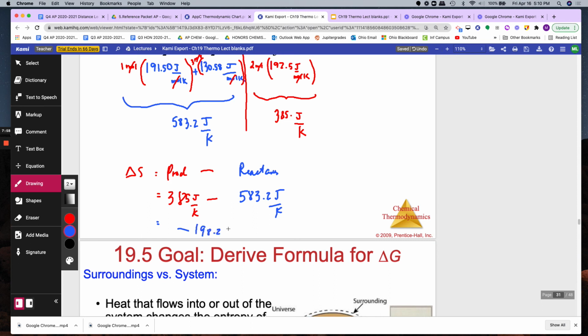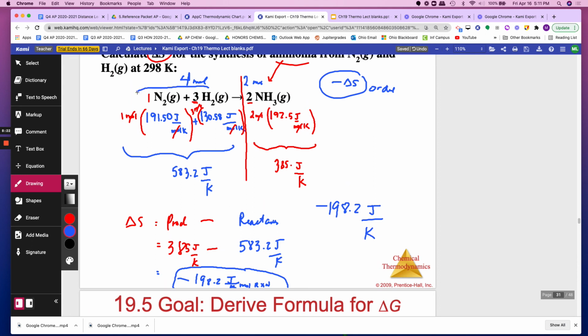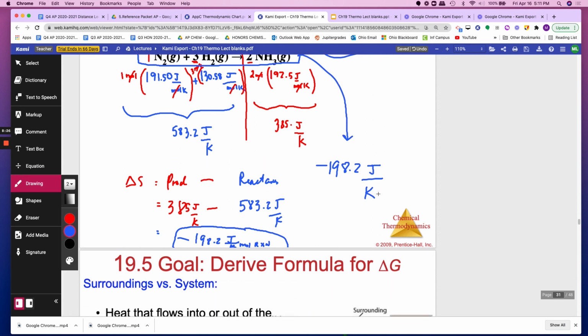Okay, so what does this mean? This is the amount of energy at that temperature, right, for each mole of this chemical reaction. This is the entropy of the chemical reaction. Let me rewrite that. It's really hard to see. Negative 198.2 J over K for every 1 set of this chemical reaction. For every mole of reaction. Okay, and that's your unit.